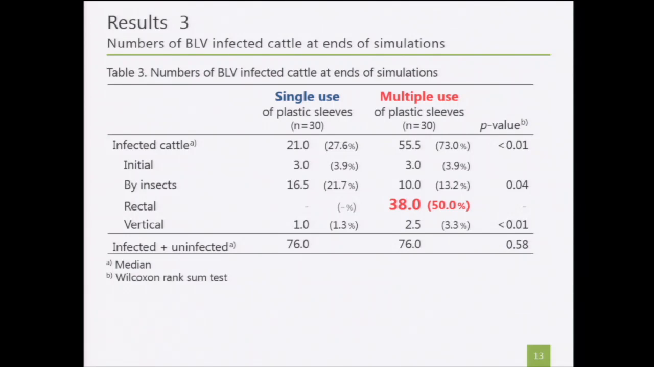And use of a plastic sleeve for multiple cows resulted in an average of 38 cattle infected rectally after 5 years, which was 50% of the total cattle. And vertically infected cattle also increased due to the increased number of BLV-positive dams in the herd. There were 55.5 infected cattle in total, and this was 73% of total cattle, and 2.6 times as many as for single use of plastic sleeves.